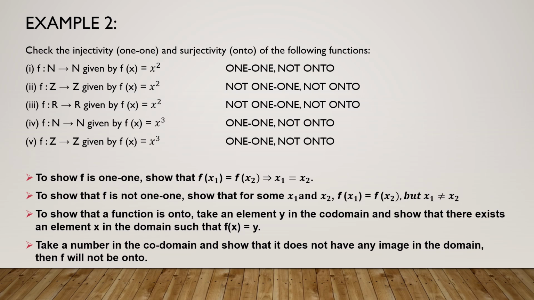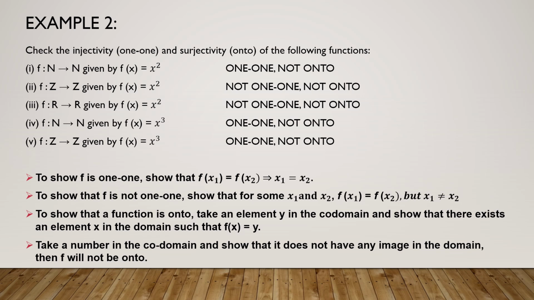Now this function is also not onto. Why? Because suppose I am having the value of f of x as minus 1. That means I am taking an element minus 1 in the codomain. Correct? Then do I have the square of any real number which is equal to minus 1? No. Correct? You know that you cannot have any real number whose square is minus 1. It will be then a complex number. So for R to R it is not onto. This is the example which can be given.